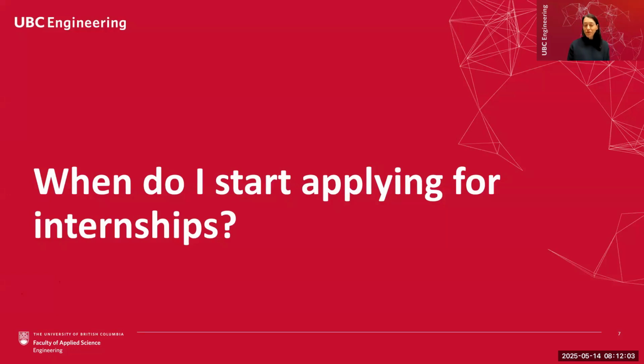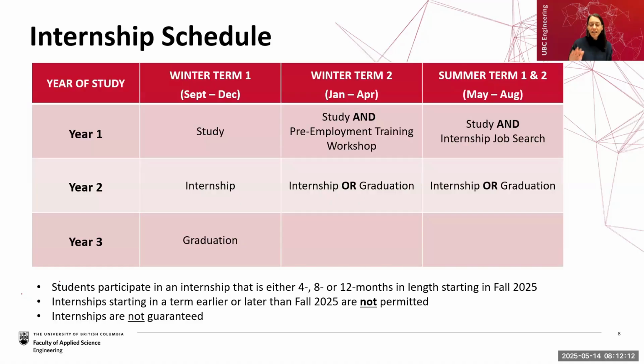Okay, so for example, you're in the MEng internship program, you might be wondering, when do I actually start applying for these internships? So I'm first going to give you what a typical schedule will look like for a student that chooses to participate in the internship program. So all students commence their program in September. This will be your first term of academic study in your Master's of Engineering program.